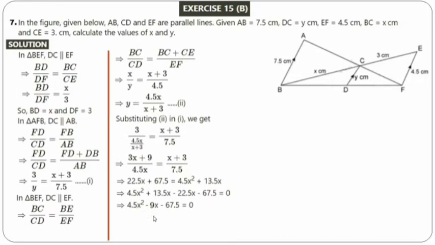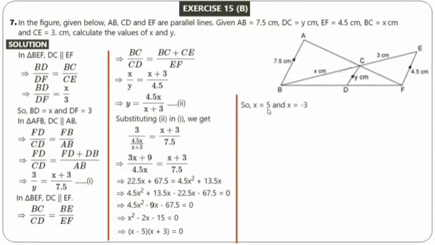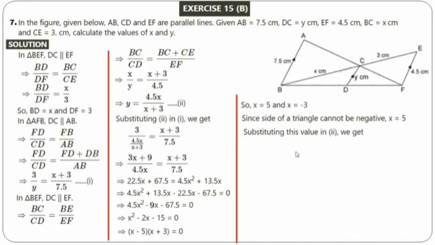So when you divide, you arrive at this particular quadratic equation, and since you have already done the chapter on quadratic equations, when you solve this, you get the value of x to be 5 and minus 3. Now what is x? x is a measurement, right? Distance. So can it be negative? No. So that's why the value of x will be 5.